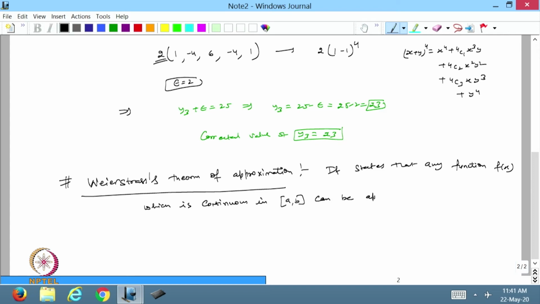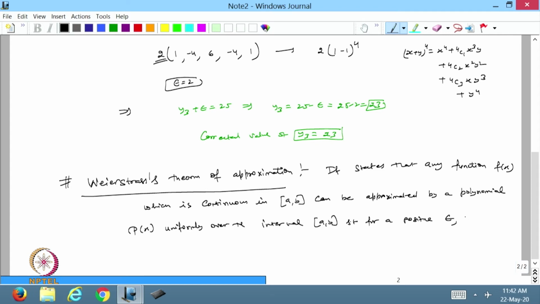can be approximated by a polynomial, that is p(x), uniformly over the interval [a, b], such that for a positive epsilon, where epsilon is very, very small, if I take the difference f(x) minus p(x) for any x in the interval, I can make it less than epsilon for all x belonging to [a, b].